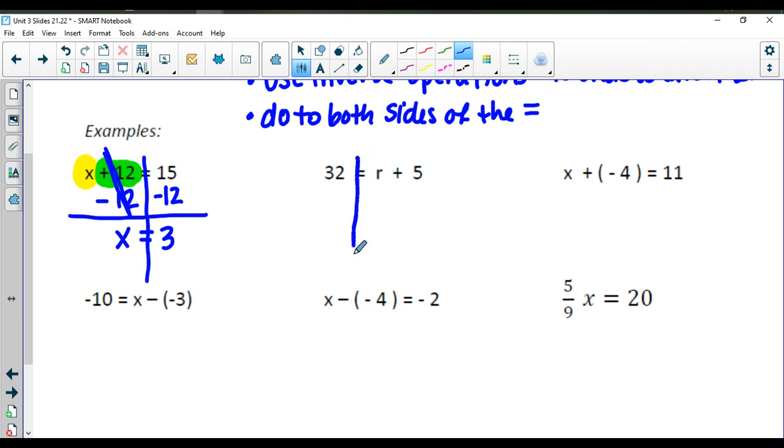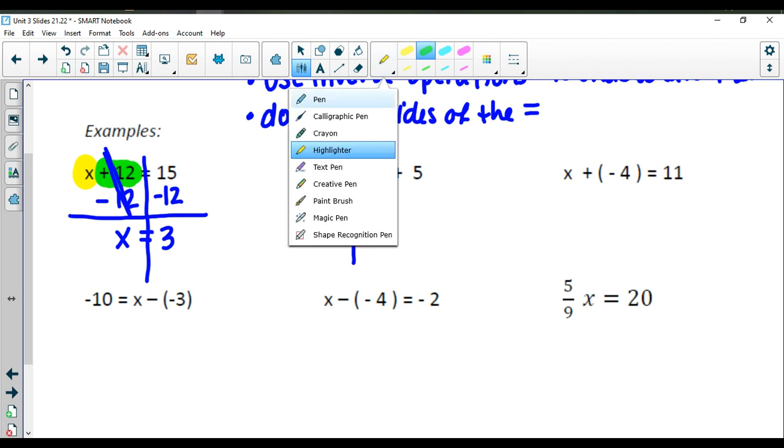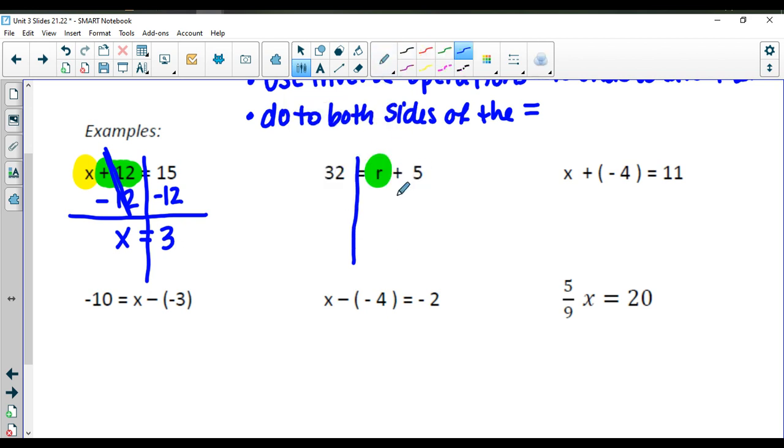For here, we're going to drop our line down. Find that variable. Here he is. What else is over there? Well, there's a plus 5, so I need to do the opposite, which is a minus 5. On both sides, though, whatever you do to one side, you got to do to the other. All you're left with is r, and 32 minus 5 is 27.